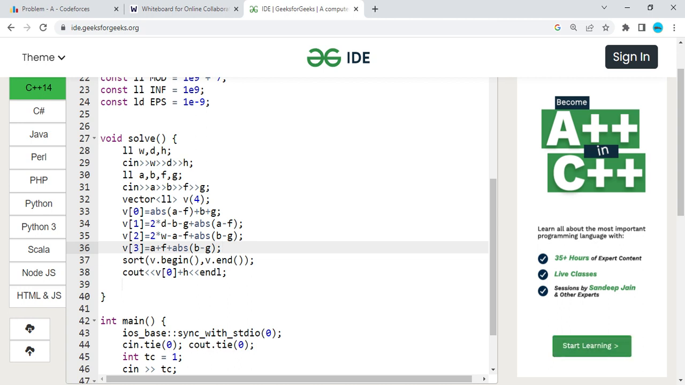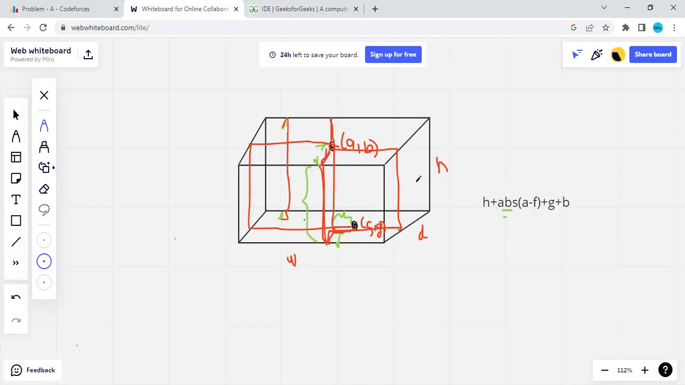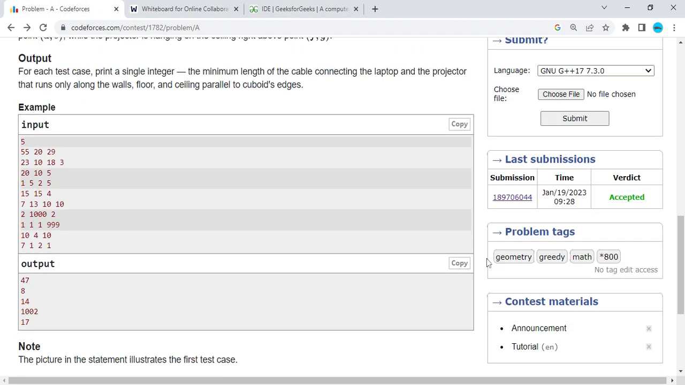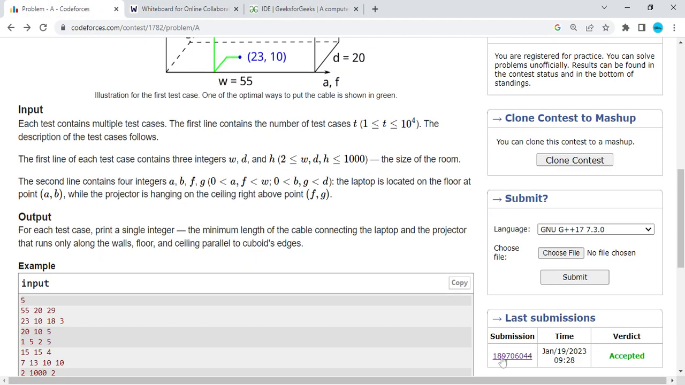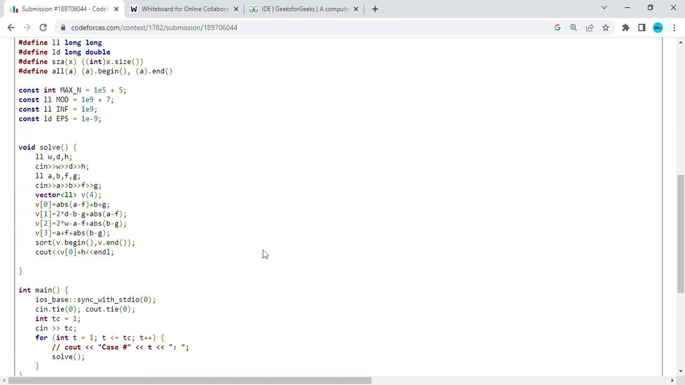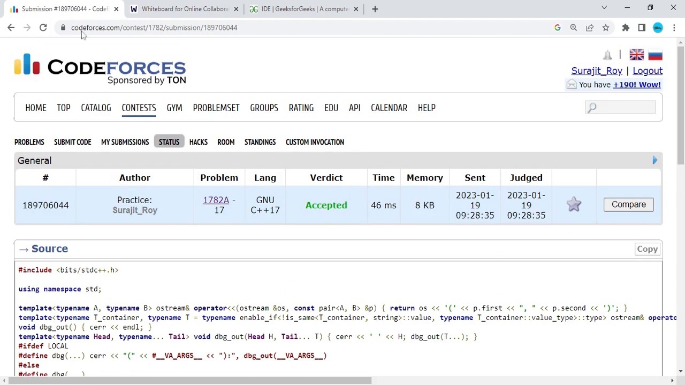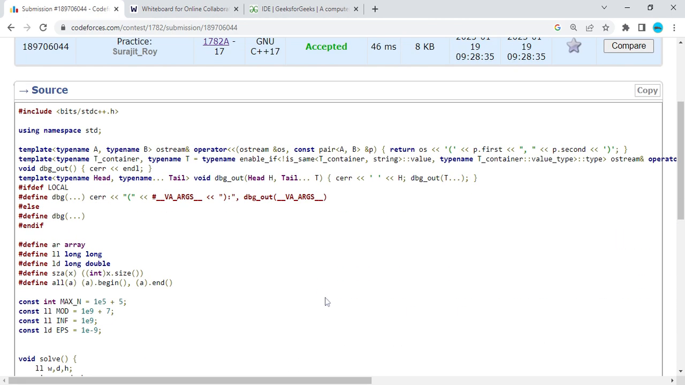I have kept all of these in a vector of size 4, and finally sorted the vector and outputted the minimum. I also added h because h is common to all the distances. Without h we can't go from one point to the other point. Finally, as you can see, I submitted the code and it is accepted. So thank you and have a nice day.